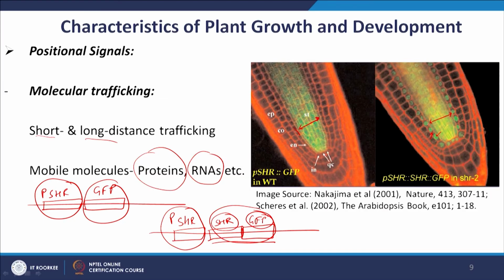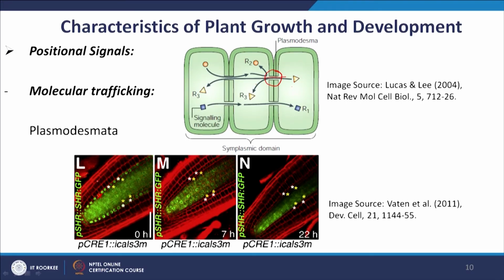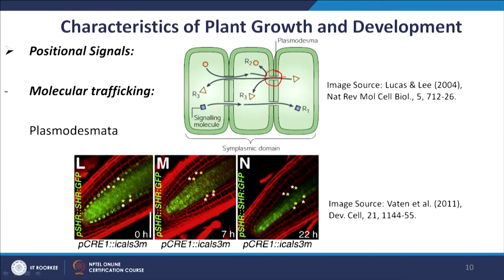And we know that this is happening through a very special structure in plants, which is plasmodesmata. Plasmodesmata are nanopores between two cells, and they provide a symplastic path through which molecules can move from one cell to another cell. But there are a lot of questions. Is the movement free? No. The movement through the plasmodesmata is highly regulated, so only those molecules which are supposed to move can move through the plasmodesmata.